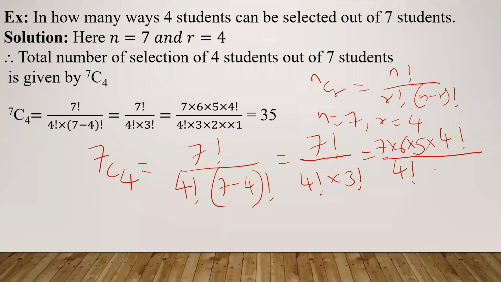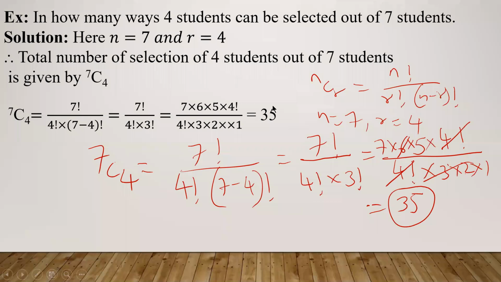4 factorial into 3 factorial. I know 3 factorial is 3 into 2 into 1. Look here, 4 factorial will get cancelled. 3 into 2 is 6, and this 6 will get cancelled with this. So how much will I get? I will get 35. I have already solved this, and I have solved it here in front of you.